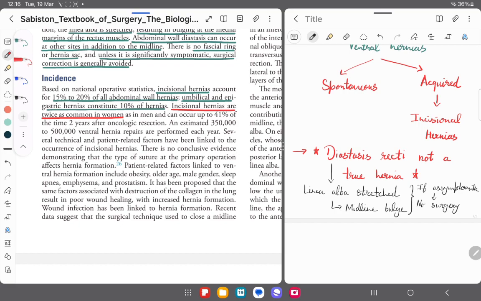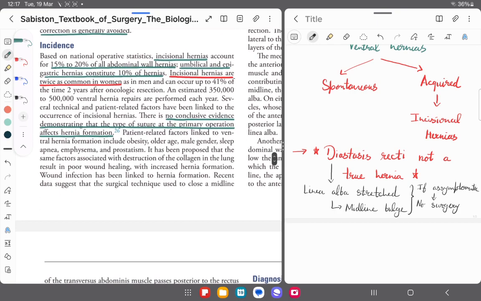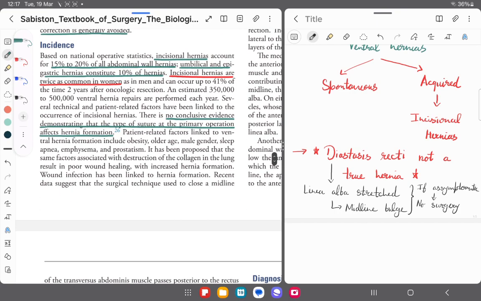There is no conclusive evidence demonstrating that the type of suture at the primary operation affects hernia formation. So one important point is that you can use any PDS loop or nylon loop for sheath closure, and there is no conclusive evidence that it will affect later hernia formation.